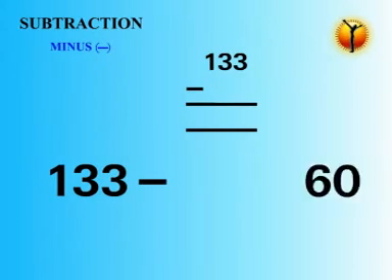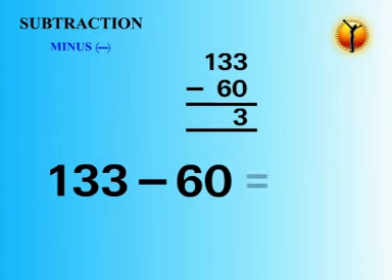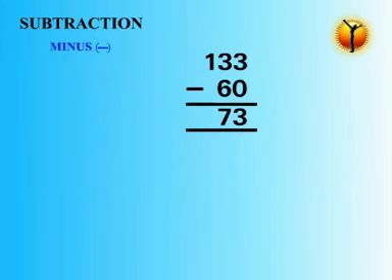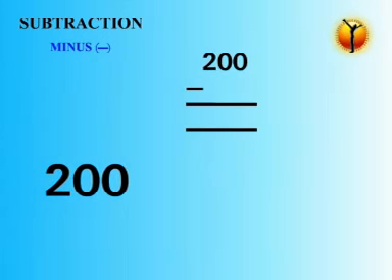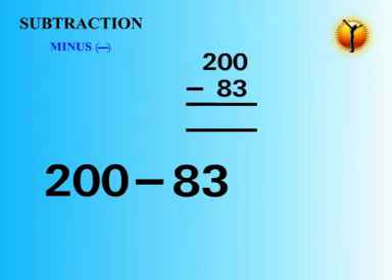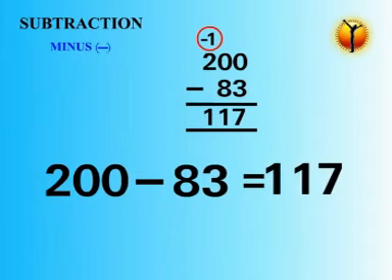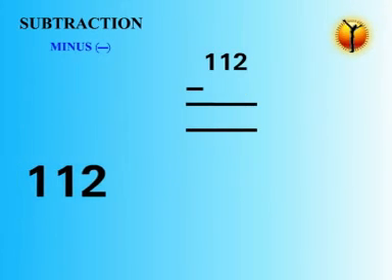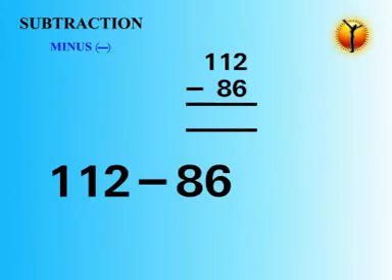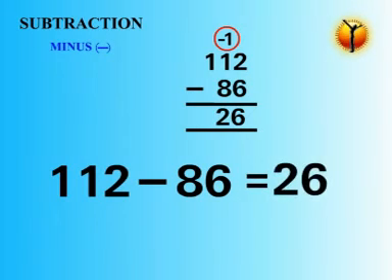133 minus 60 is equal to 73. 200 minus 83 is equal to 117. 112 minus 86 is equal to 26.